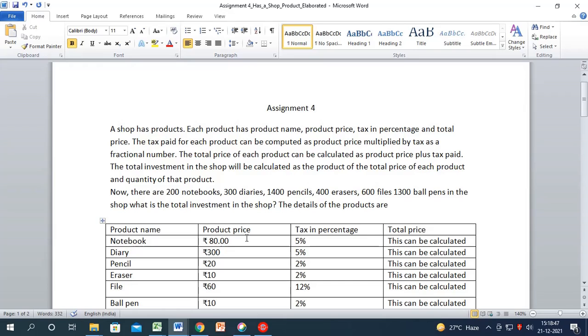The total investment in the shop will be calculated as the product of the total price of each product and the quantity of that product. So this is the information.